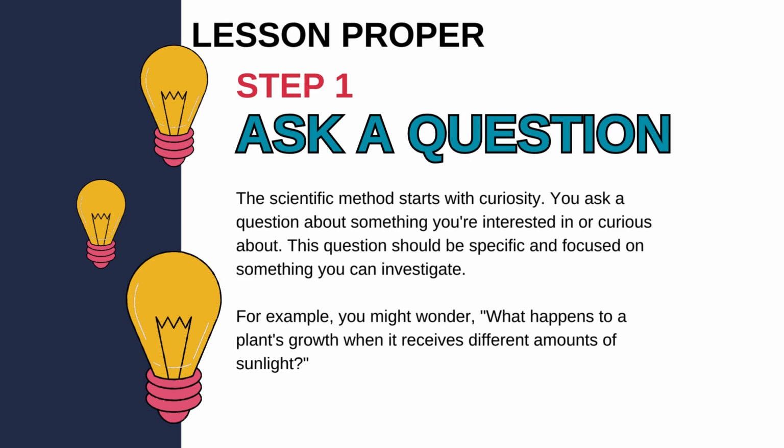Step 1. Ask a question. Step 1 is also stated as identify a problem. The scientific method starts with curiosity. You ask a question about something you're interested in or curious about. This question should be specific and focused on something you can investigate. For example, you might wonder what happens to a plant's growth when it receives different amounts of sunlight. Or if you wonder what happens if you pour hot or cold water to different substances.